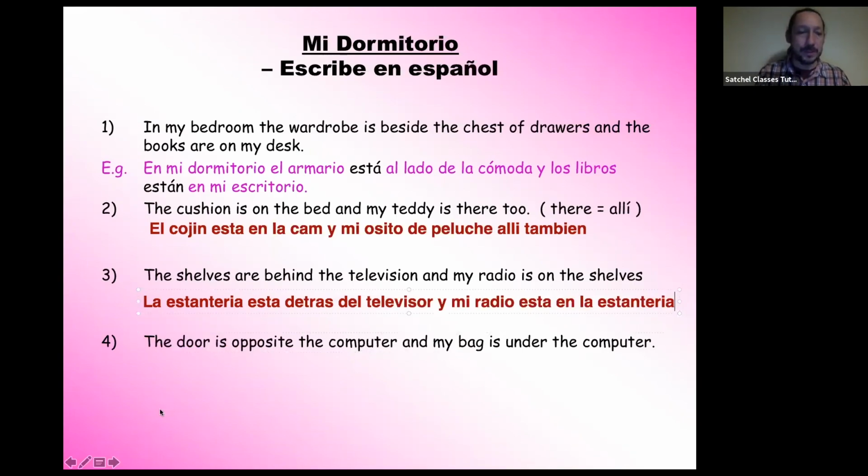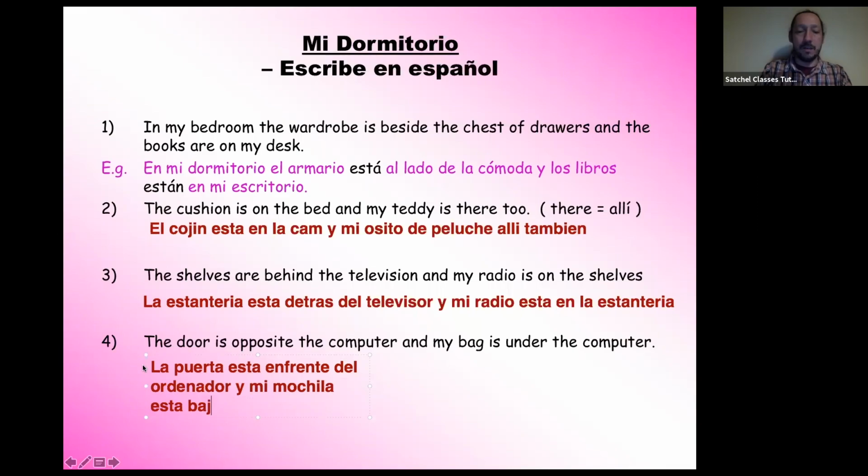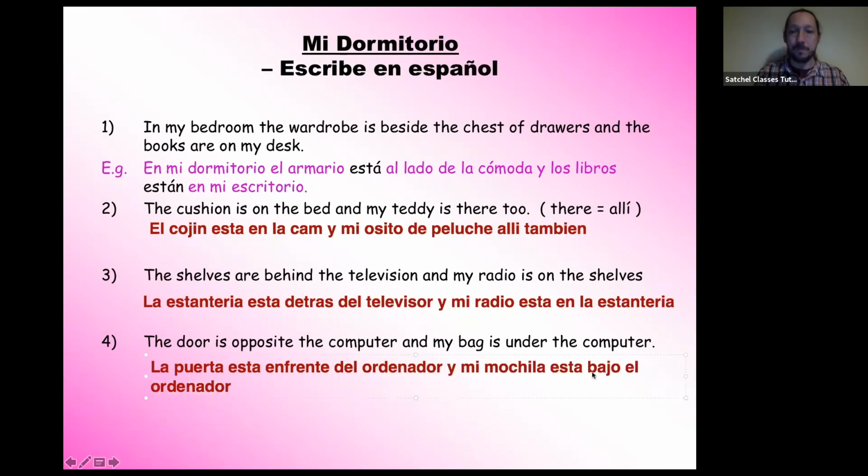There we go. And the last one, la puerta está al frente o enfrente del ordenador y mi mochila está bajo el ordenador. I'm going to drag this so we can look at it better. You can say debajo, actually. Debajo del ordenador. Forgot my D there. So look at that. That's great.